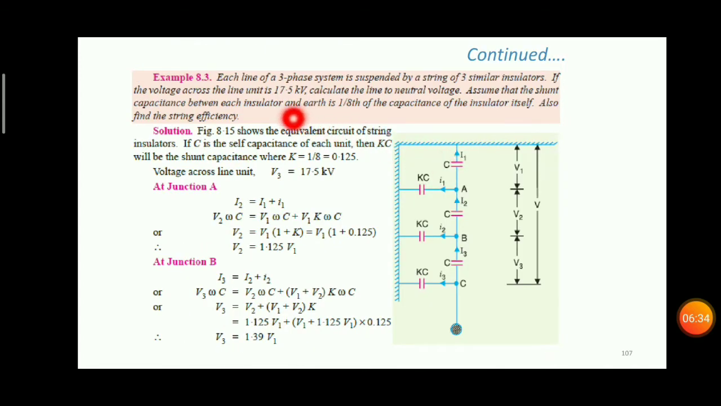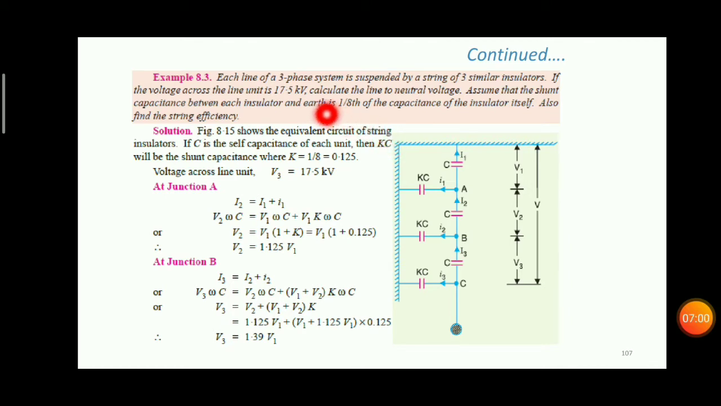Next question. Each line of a three-phase system is suspended by a string of 3 similar insulators. If the voltage across the line unit is 17.5 kV, calculate line to neutral voltage. Assume that the shunt capacitance between each insulator and earth is 1 by 8th of the capacitance of the insulator itself. Also find the string efficiency.